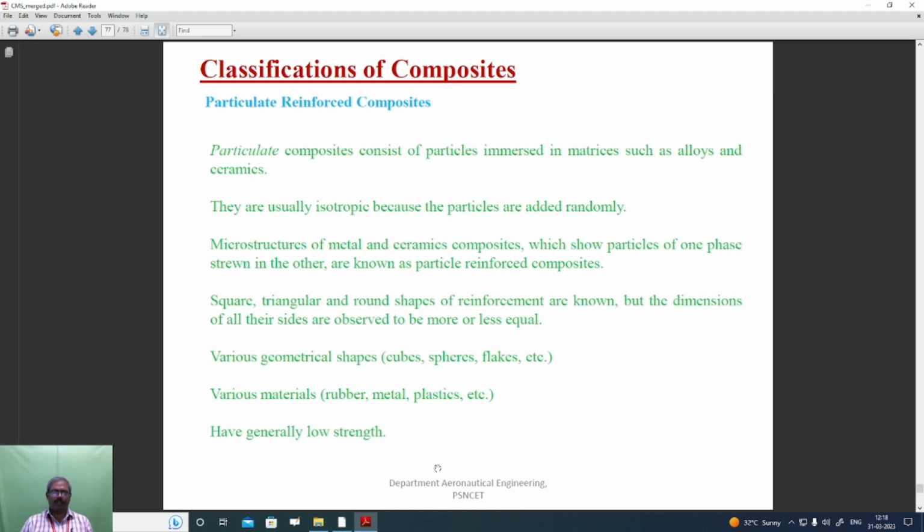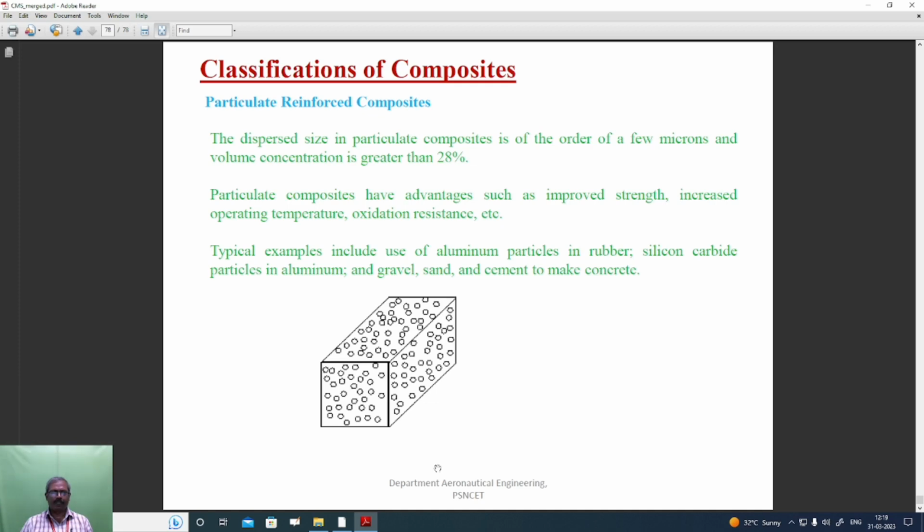Then particulate. A particulate composite consists of particles immersed in a matrix such as alloys and ceramics. They are usually isotropic because the particles are added randomly. Microstructures in metal and ceramic composites which show particles of one phase strewn in another are known as particle reinforced composites. They can have various geometrical shapes: cubes, spheres, flakes, etc. The particles are made up of rubbers, metals, and plastics. Generally, they have low strength. The figure shows a particulate reinforced composite.